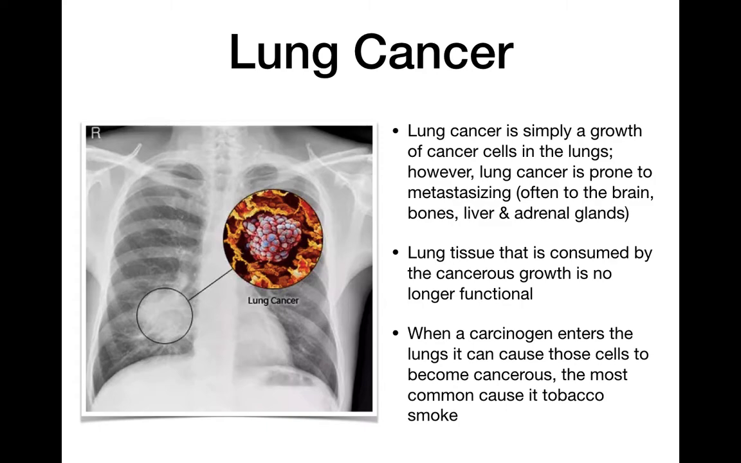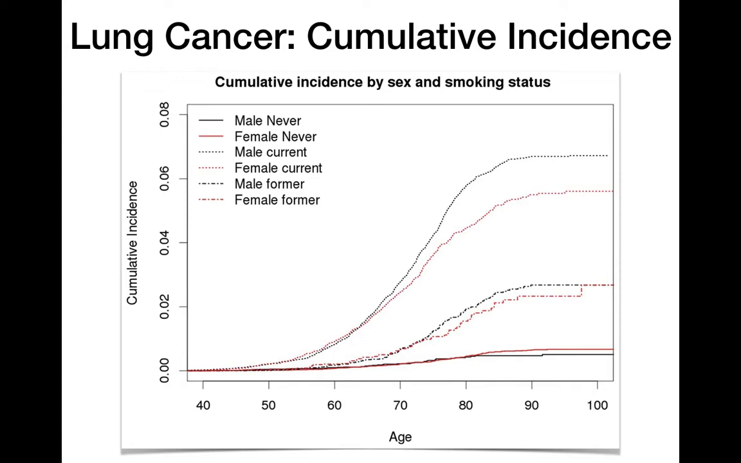This is caused by carcinogens, which are cancer-causing agents, which can enter the bloodstream and into the lungs, and tobacco smoke is one of the number one causes of this. Look at some data here for how the smoking status affects the age at which cancer happens or doesn't happen in individuals. So the solid lines are never smoked, male, female. The dotted lines are current smokers, and these ones are former smokers.